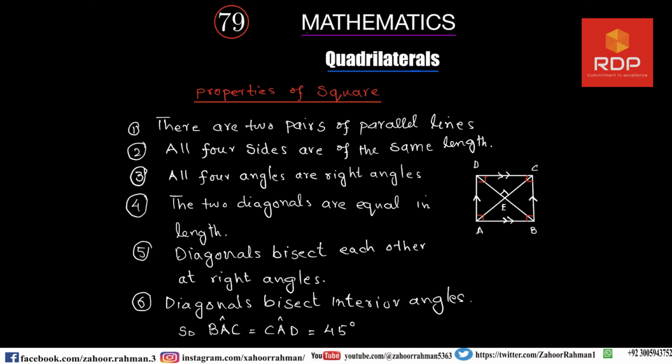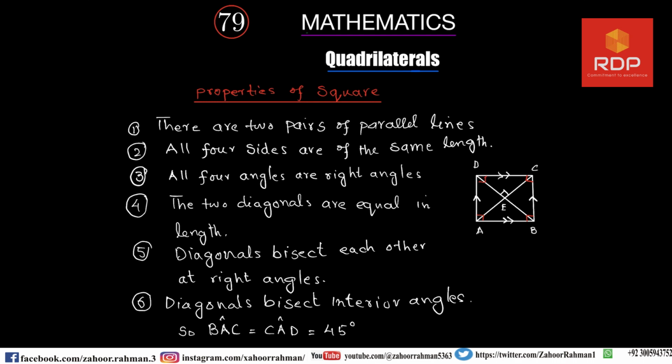The first property is there are two pairs of parallel lines. So you can see that this line is parallel to this line and this line is parallel to this line. In fact, all of them are of equal size. All four sides are of the same length. That is the second property as well. Third one, all four angles are right angles. You can see I denoted it with the red. All the four angles are right angle.